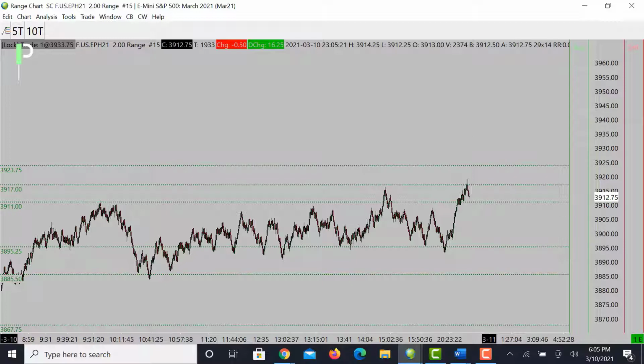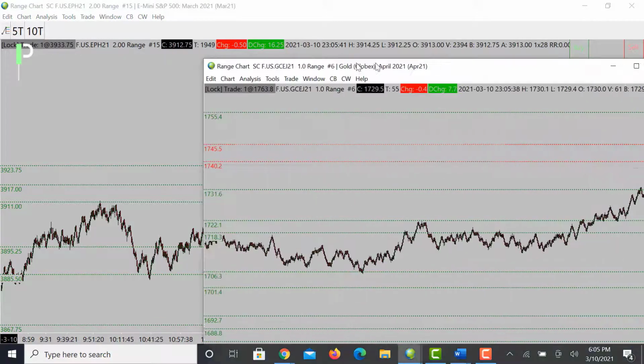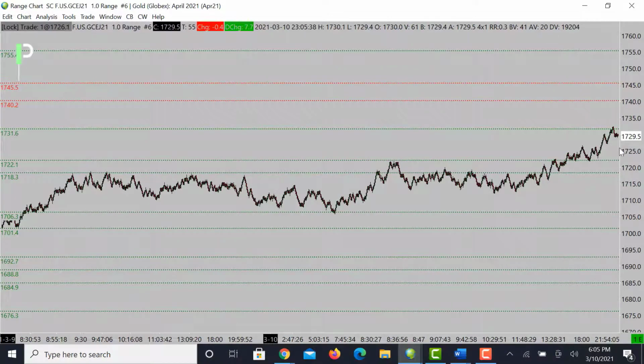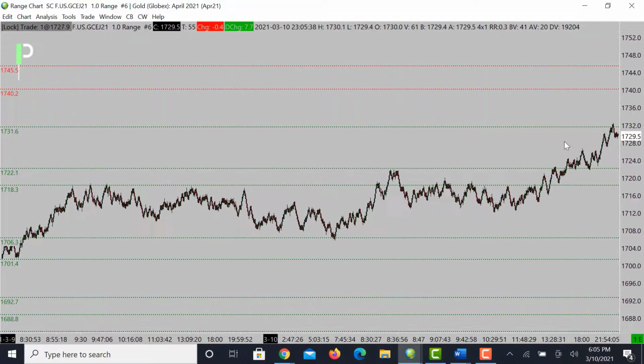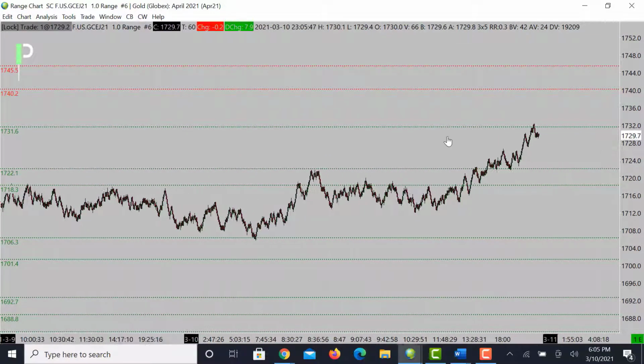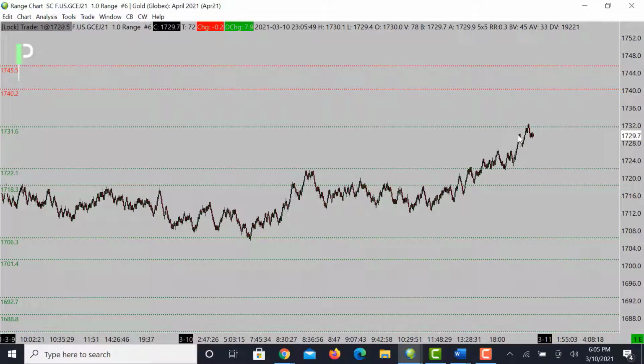Let's take a look at gold as well, team. Let's look at what we got. Gold still moving nicely bullish right now. We are at a level of resistance, which we may turn around and come back to support.